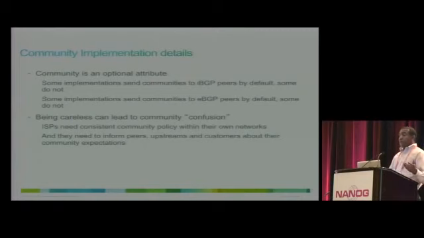Again, communities are optional attributes. Some implementations always advertise communities to their IBGP peers. Some of them do not advertise unless you explicitly configure them to advertise communities to the IBGP peer. The same goes for eBGP. Some advertise communities over eBGP peers by default, and some do not, so you have to explicitly configure it. In the case of Cisco, on IBGP it is the default behavior to advertise communities, but on eBGP peers you have to explicitly say advertise communities. Otherwise, the community will not be advertised.